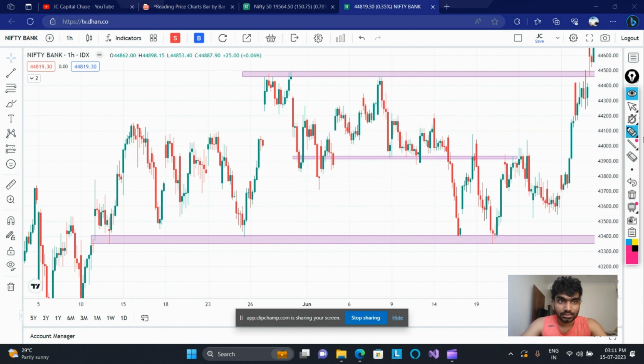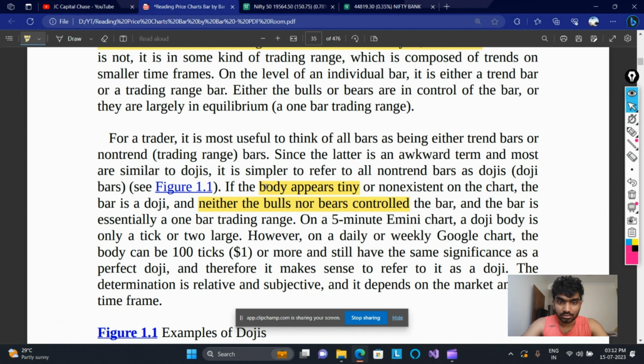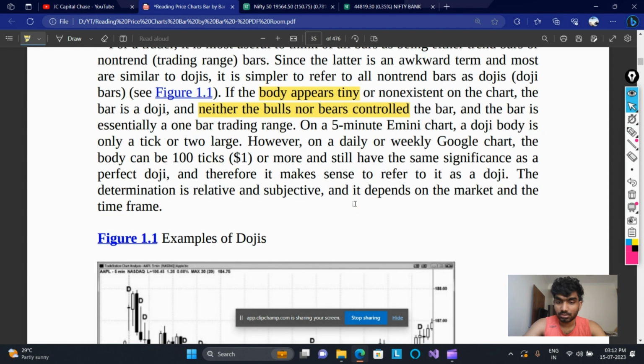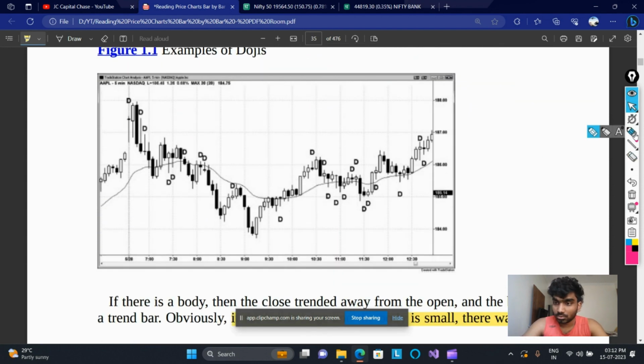With that in mind, let's take a look at what the book says about the doji candle. Doji means the body appears to be tiny, and neither the bulls nor the bears are in control of the market. Here is an example of many dojis that the author shows. The book says it's simpler to consider charts in terms of trend bars, which are long bullish or bearish candles, and doji bars. Here we have multiple doji bars. These are considered examples of doji bars.